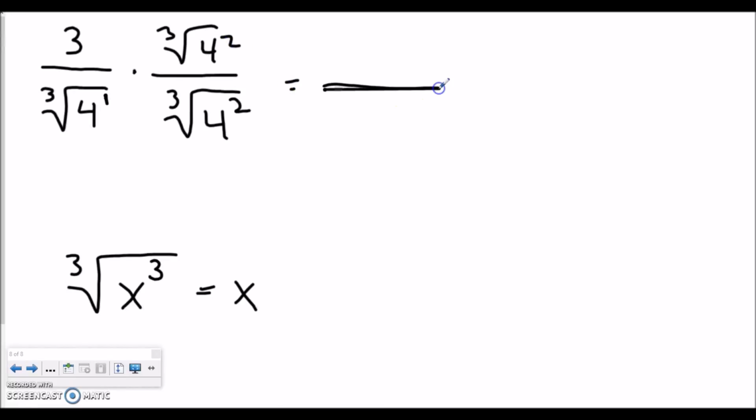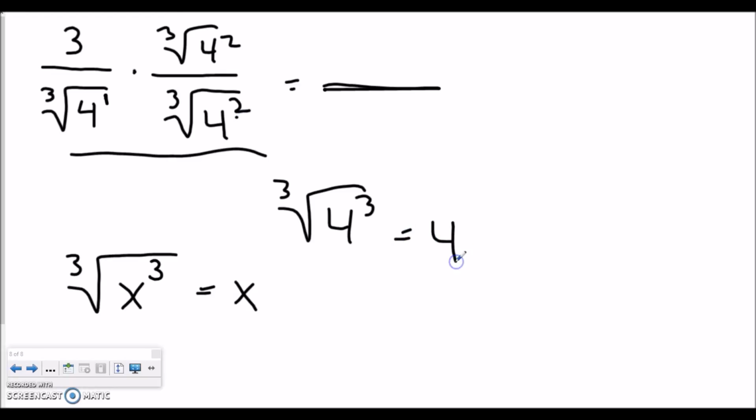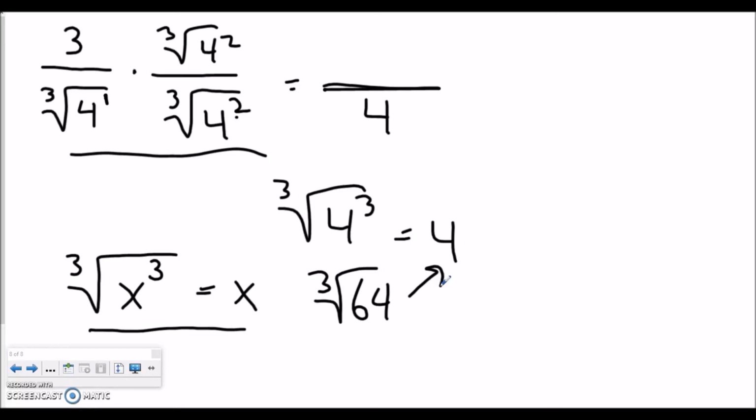Why? Because now I have the cubed root of 4 to the third, because we add exponents when we multiply like bases. The cubed root of 4 to the third, that is just 4. Just like the cubed root of x cubed is just x. Or if you wanted to do it, you could say the cubed root of 64, and that is just 4.